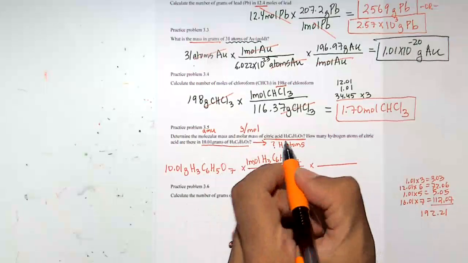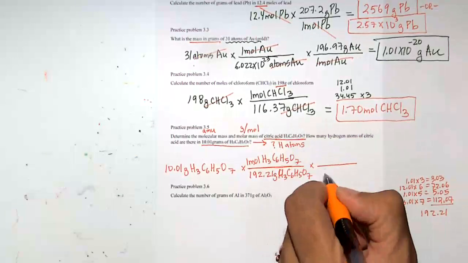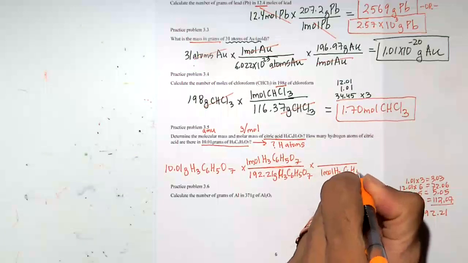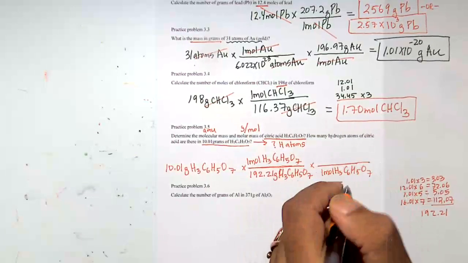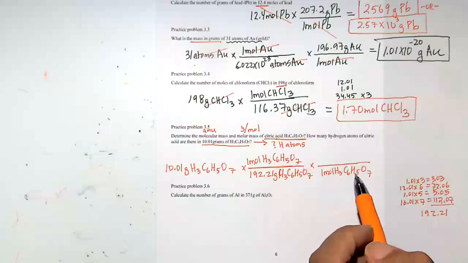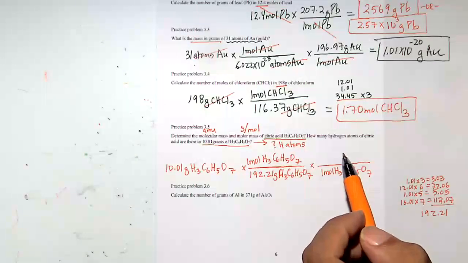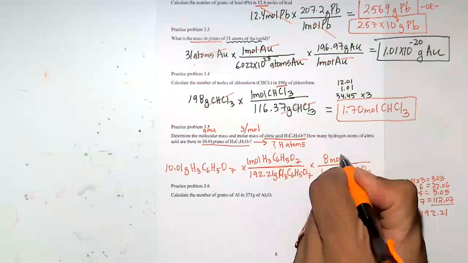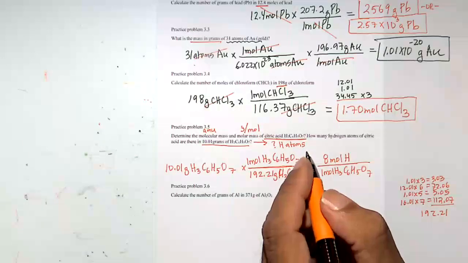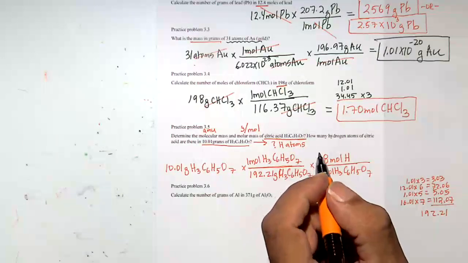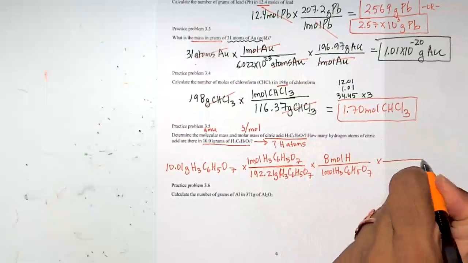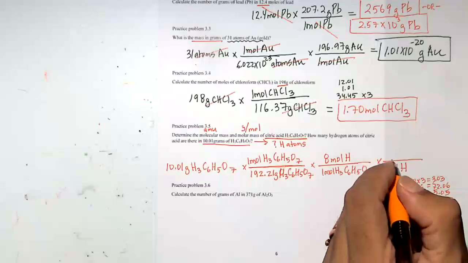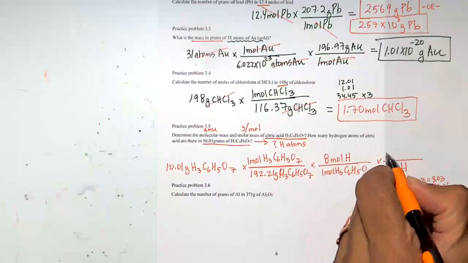Okay, now it's asking for hydrogen atoms. So 1 mole of citric acid contains how many moles of hydrogen? 8. 1 mole of citric acid contains 8 moles of hydrogen. This is a part-whole relationship. And now we can use the fact that 1 mole of hydrogen contains how many atoms of hydrogen?